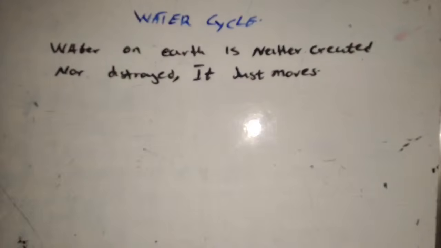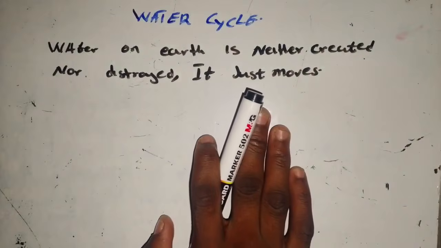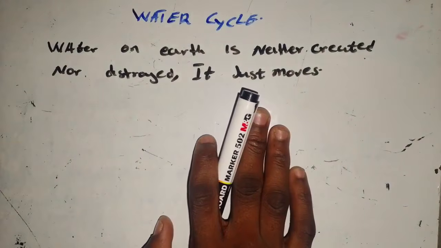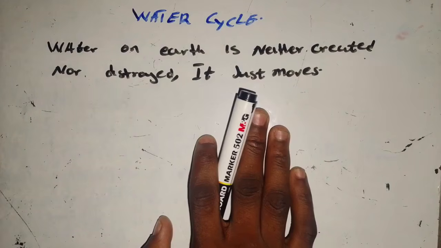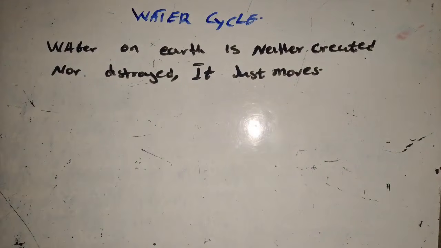Okay, so then I understood this. The movement of water on earth is what we're referring to as the water cycle. So the simple definition of water cycle is that it's simply the movement of water on earth. Then we have said that water is neither created nor destroyed, so you cannot destroy water, it just moves. And the movement is what we're referring to as water cycle.